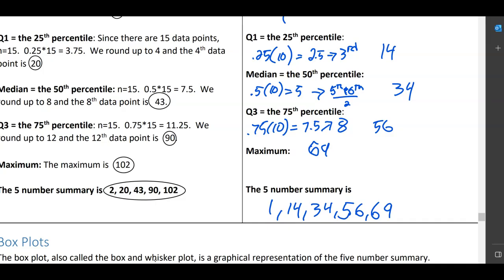Not too hard to find. It's all about percentiles. This is the percentile method that's covered in the book. So your test might say find the 5-number summary using the percentile method covered in the book. That's what they mean here.